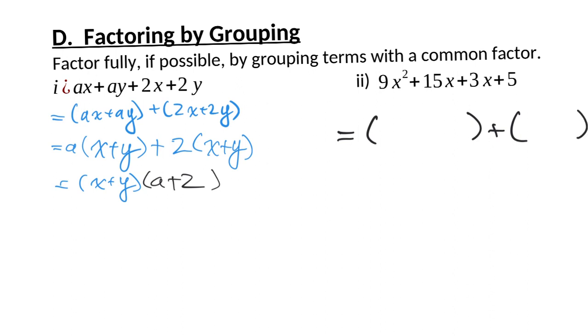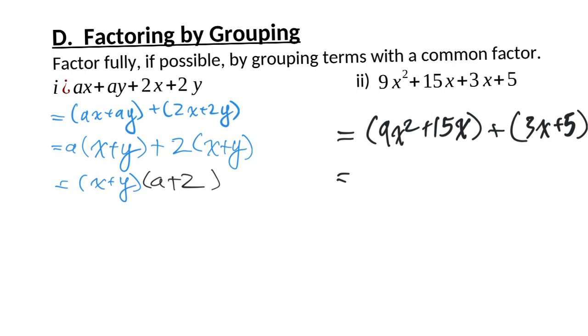Now we have, in our first bracket, 9x squared plus 15x. And the second bracket, we have 3x plus 5. Now, taking a look at the first bracket, what can I pull out? Quick. I can pull out an x, but what is common to both 9 and 15?